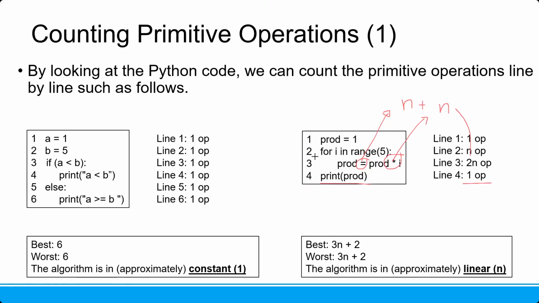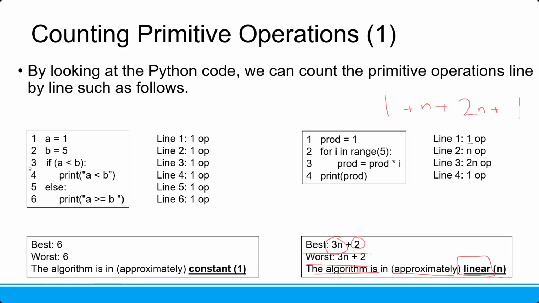Then we can see we have 1 plus n plus 2n plus 1. If we calculate this one, we will get 3n plus 2. So the best case is 3n plus 2, the worst case is 3n plus 2. The algorithm is approximately linear, n.